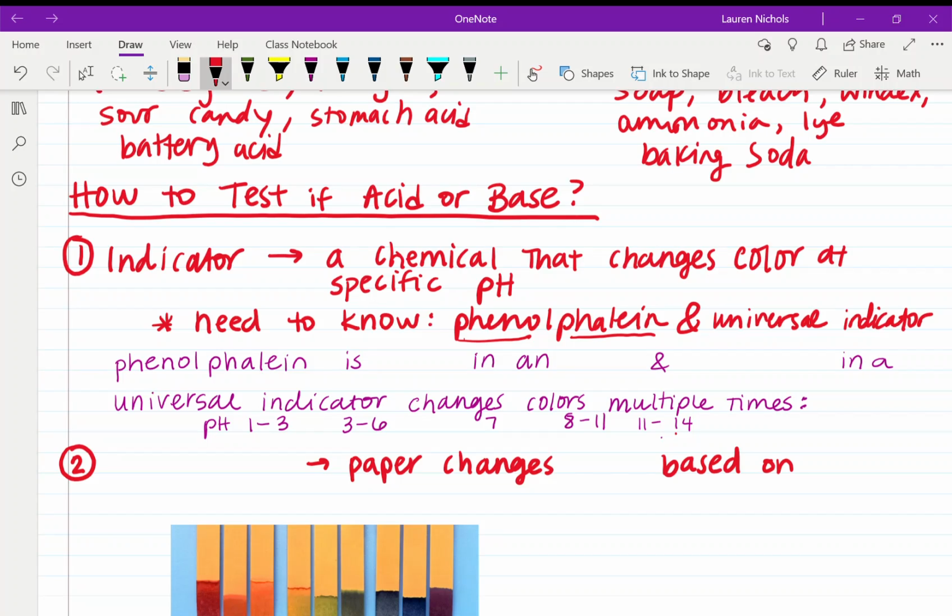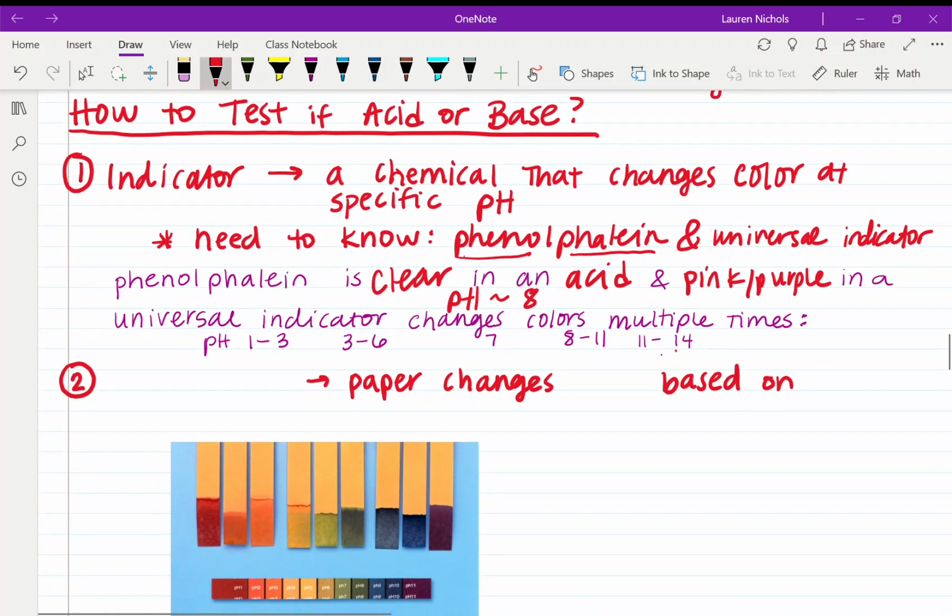So phenolphthalein, though, is only going to change colors. It's only either one of two colors. So phenolphthalein is clear when it is in an acid, and it is a pinkish purple color when it is in a base, which is why when we do experiments, we typically add the phenolphthalein to the acid and slowly add a base, trying to get the palest of pinks, because phenolphthalein turns pink at around a pH of 8. So if you get it barely pink, that means you're probably right about neutral at 7.